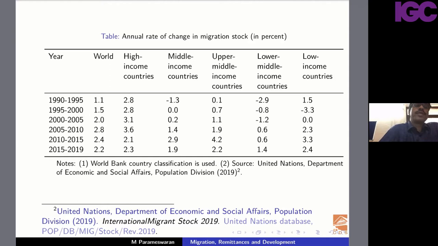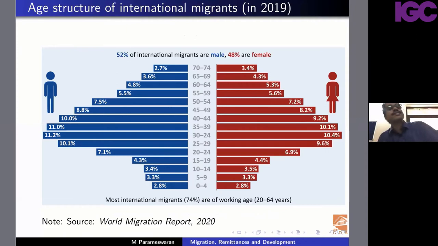Now look at the age structure of international migrants. 52% of international migrants are male and 48% are female, so that 50-50 ratio is almost maintained. Now look at the age: 74% of the international migrants in 2019 belong to the working age population. So it is largely a labor migration.